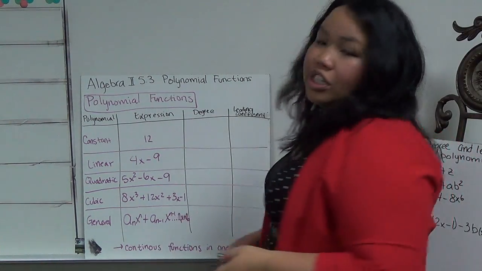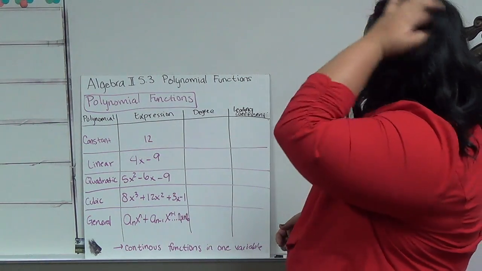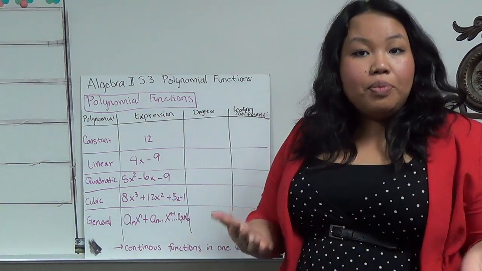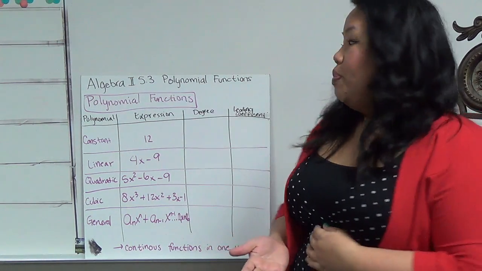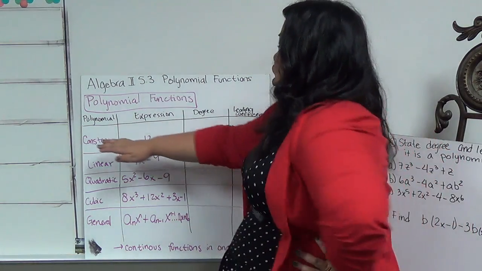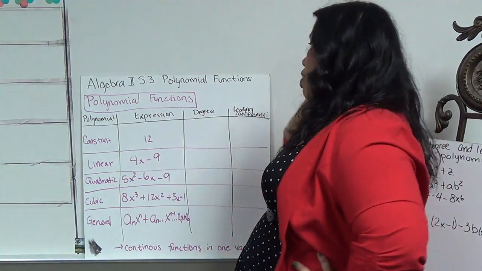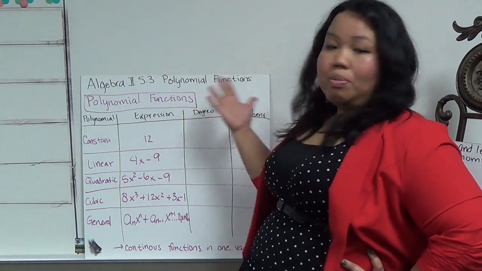In Algebra 2, section 5.3, we're dealing with polynomial functions. So basically, there are different types of polynomials. Some you've been exposed to, and some will be new to you. The first type is a constant. This means that there is no variable in this polynomial expression. So basically, it's just a number, 12.